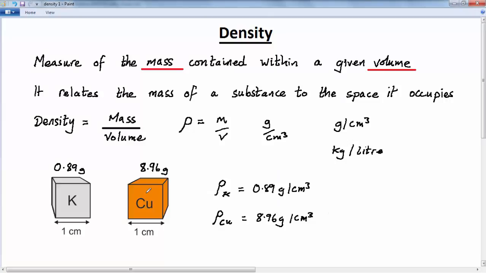To understand why different metals have different densities, we need to look at the particle model, and we'll be able to understand why copper has a much greater density than potassium in the following lesson.